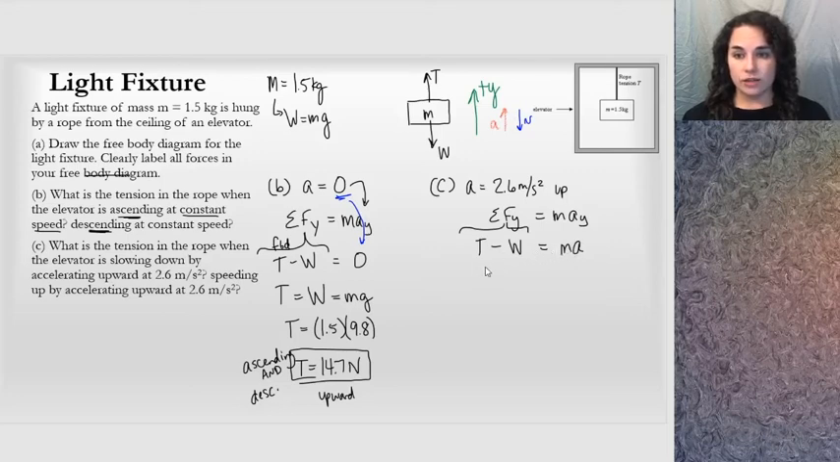It asks us to find the value for tension. I'll move weight over to the other side and note that weight is m times g, and I can simplify this equation by factoring an m out and put a plus g here. I can solve for tension by plugging in values, 1.5. The acceleration is 2.6, and I know the value of gravity is 9.8. When you run this through the calculator, you get a value of 18.6 newtons.